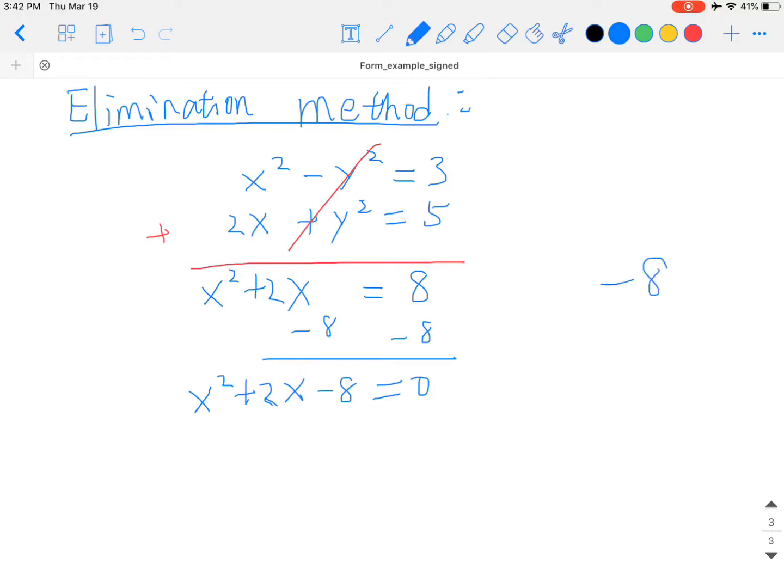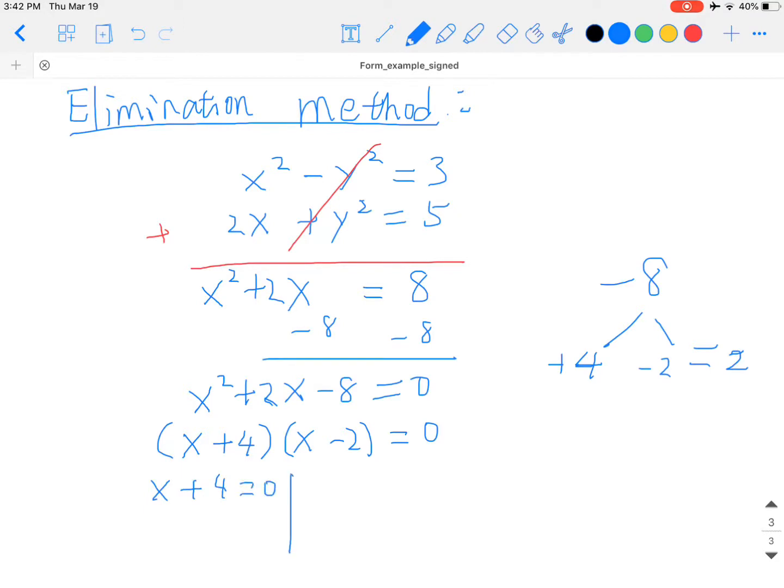So we have the negative 8. What are the factors of 8? It gives you positive 2 times 4 and negative 2. So we can factor this into x plus 4, x minus 2 equals 0. And to solve, we know that according to the zero product rule, x plus 4 equals 0 and x minus 2 equals 0. Subtract 4 both sides, and because I don't have enough space I'm just going to write the answer, and plus 2 both sides. This will be x equal to negative 4 and x equal to 2.